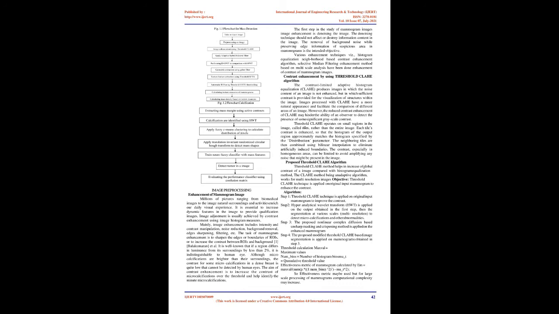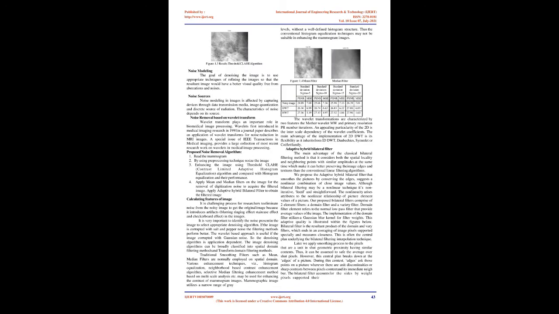Image pre-processing. Millions of pictures ranging from biomedical images to images of natural surroundings and activities enrich our daily visual experience. It is essential to increase dynamic features in the image to provide quality images. Image adjustment is usually achieved by contrast enhancement using image histogram measures. Mainly, image enhancement includes intensity and contrast manipulation, noise reduction, background removal, edge sharpening, filtering, etc.